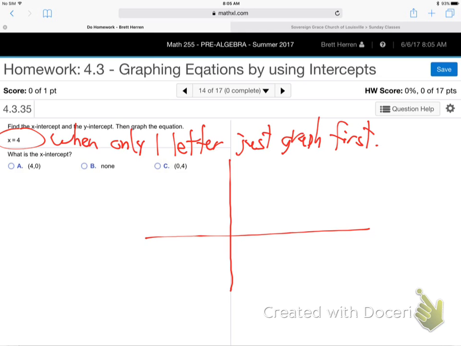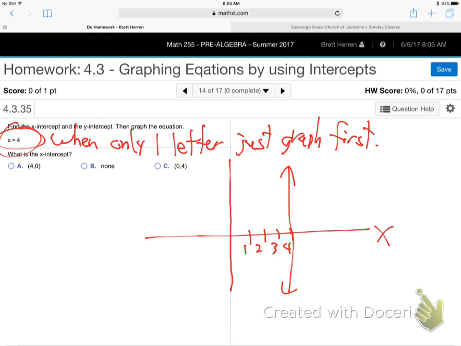So, well, okay, but which one? How do you know? Well, it's got x's for. So which one's the x-axis? This one. So go over to x is 4. 1, 2, 3, 4. It goes right through there. It goes right through x. Mine looks a little shaky. It goes right through x is 4. Does that make sense? Vertical line right through x is 4.